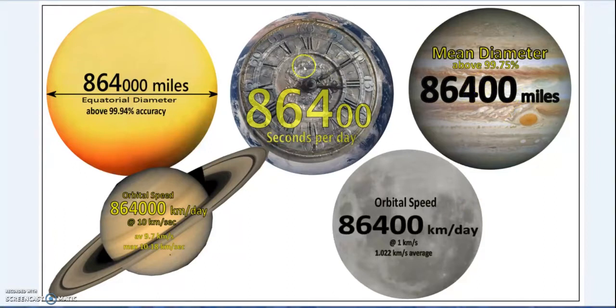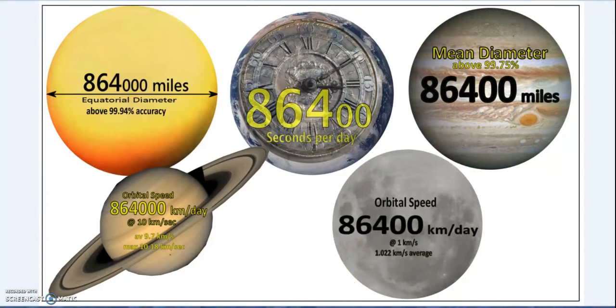So that's the size and time. We also have orbital speed. So the orbital speed of the moon, on average, but we have a minimum and a maximum, and so the moon will travel through that point, 86,400 kilometers a day. And well, back to 864,000. Well, the orbital speed of Saturn, 864,000 kilometers per day. So we see these themes, these repetitions.